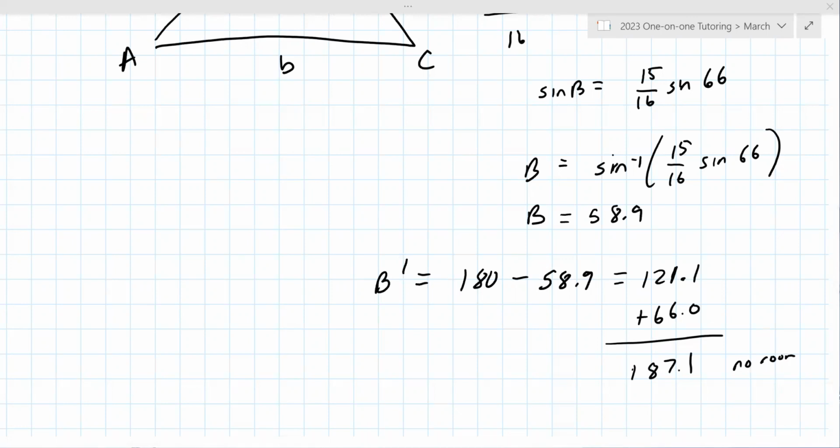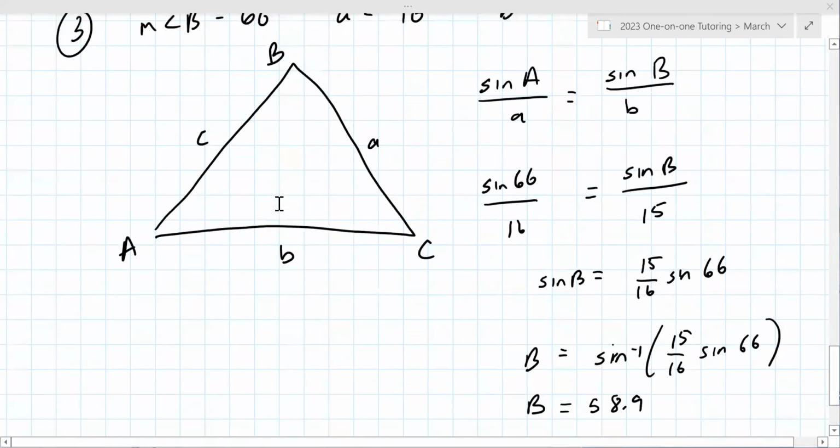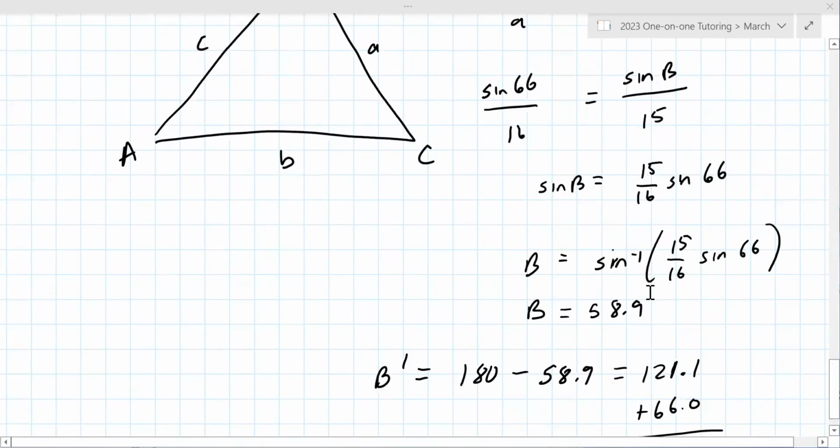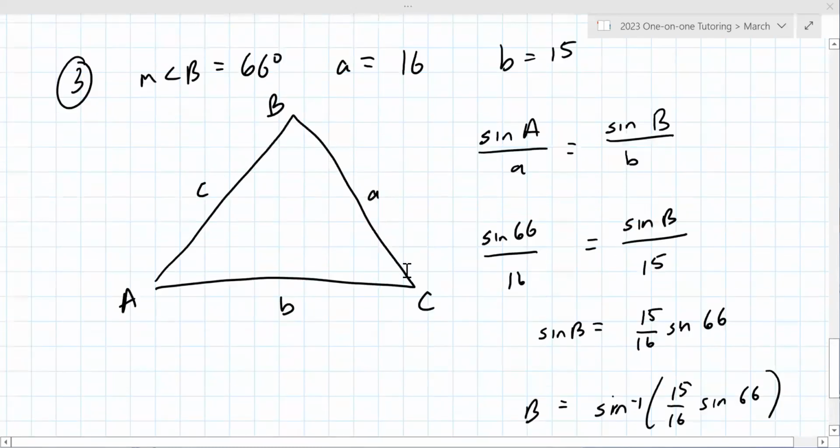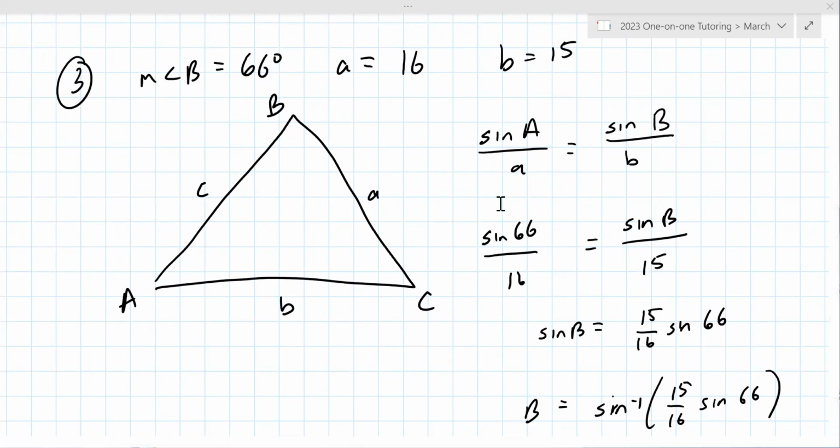Wait, because on the answer sheet it shows that he has another triangle. Well, what he did was he did sine 66 over 15, and that equals sine A over 16, and then that became 77 degrees. Did I use the wrong ones here? Let me check this with another thing. There's a lot of online calculators for this stuff here.